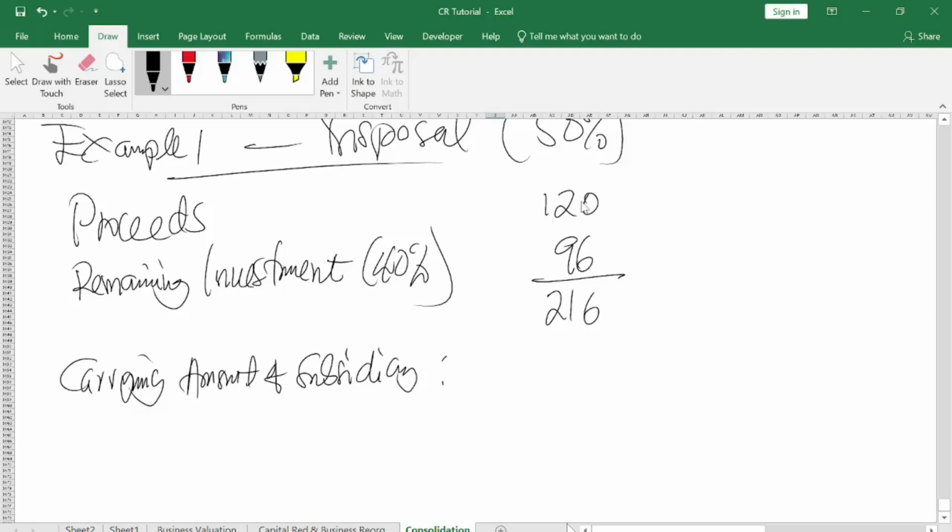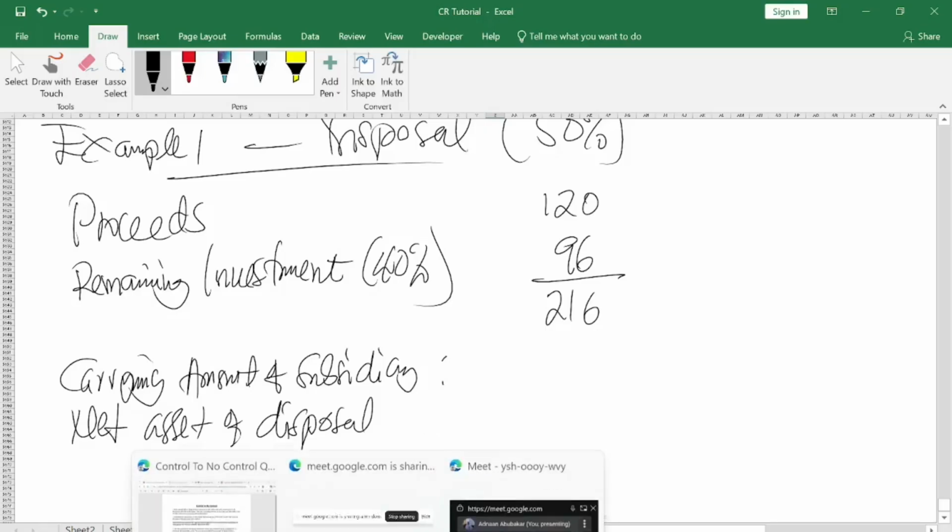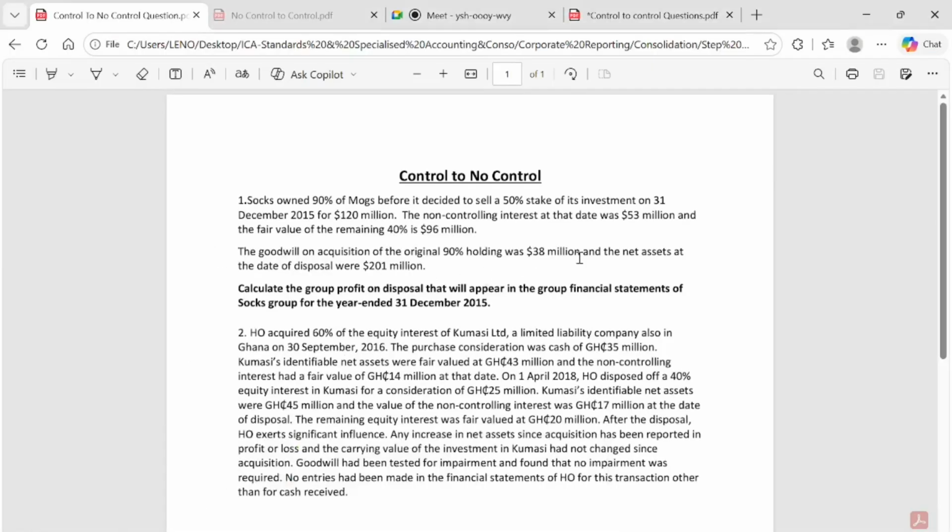You understand? So here they want to compare how much the proceeds and the cost are, right? So here the net assets of the asset that you are disposing of. Read the question. You will see it there. They said that the net assets at the date of disposal were 201 million. You understand? So clearly this asset is increasing in value. You understand?